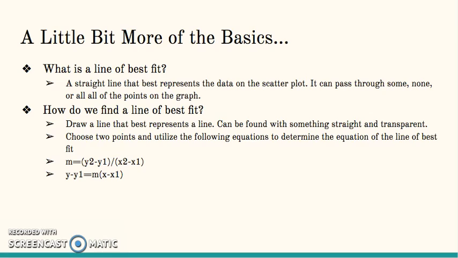And then to determine the equation of that line of best fit, you can use the following equations on the screen. You first want to find the slope, which is subtracting y1 from the y2 point and dividing that by x2 minus x1. And then you use that slope and you use the y1 and x1 and plug it into y minus y1 equals m times x minus x1, and then there you go. You can simplify it around if you like.